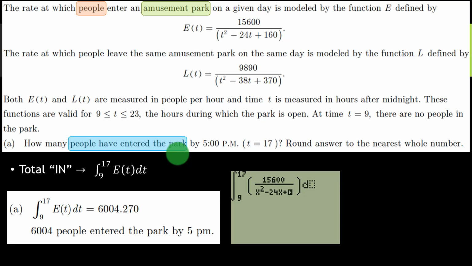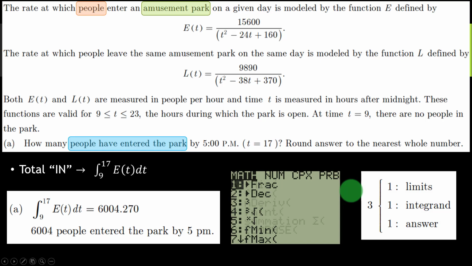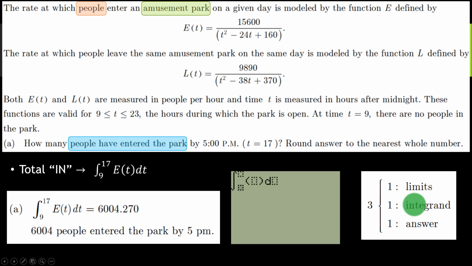And I'm just showing what the screen of the calculator looks like. You need to let me know if you don't know how to do this in class. But we put it in the calculator and we get the same number, 6004.270. We get 3 points for this. We get 1 point for the limits, 1 for the integrand, and 1 for the answer. So this is exactly what is expected of you. You don't actually have to write the whole thing out on your paper. You just need to write E of T. But you do need to do it in the calculator.